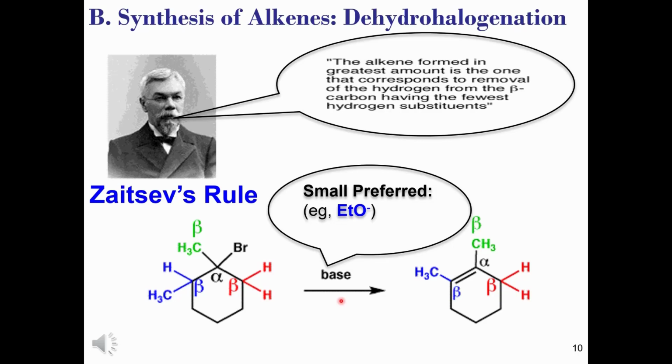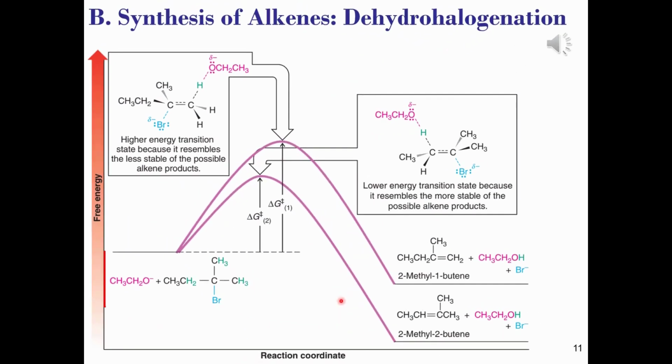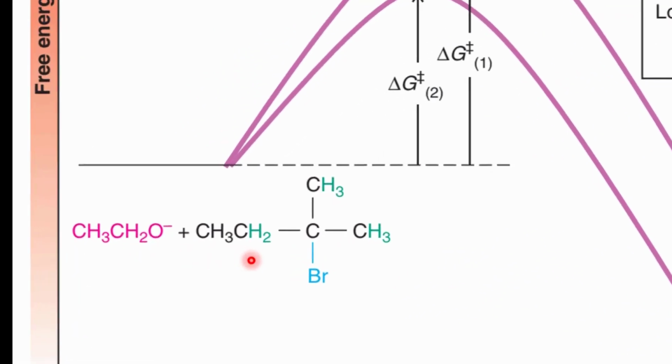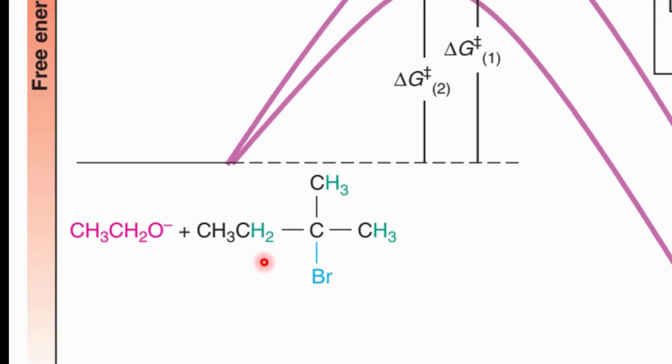Let's now compare the E2 reaction of a tertiary alkyl halide where there is more than one choice of beta hydrogen to be abstracted by a small unhindered base. Here we see the reaction of 2-bromo-2-methylbutane with ethoxide, and there are two possible sets of protons to abstract, either those from the methyl groups or those from the ethyl group.